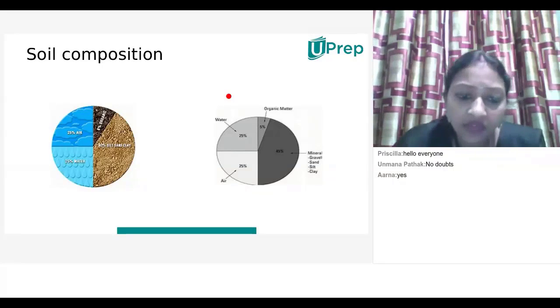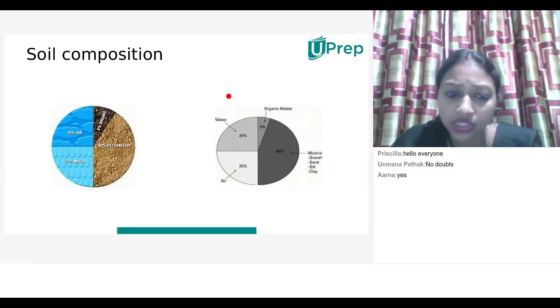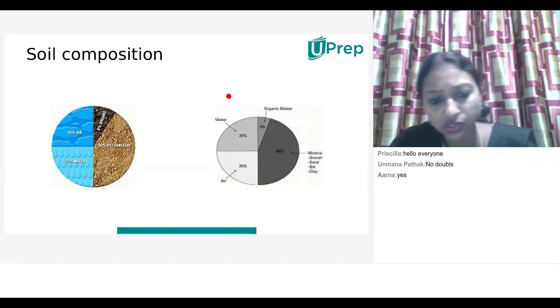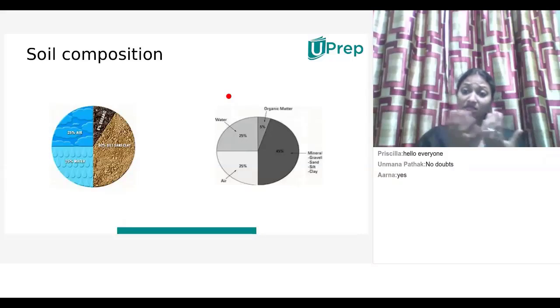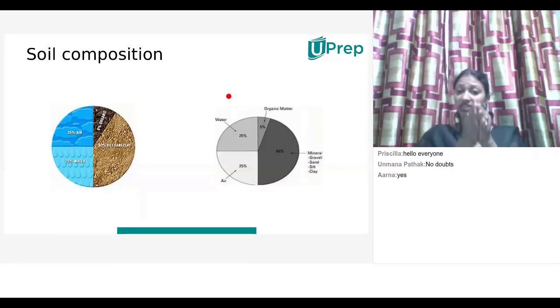For example, clay is less than 0.002 mm, slate is 0.002 to 0.05. It depends. If the percentage of pebbles is more, minerals are less, the clay percentage is less, and slate is also less, is that soil fit for agriculture? No, ma'am. No. Understood? It depends upon the composition of the soil.